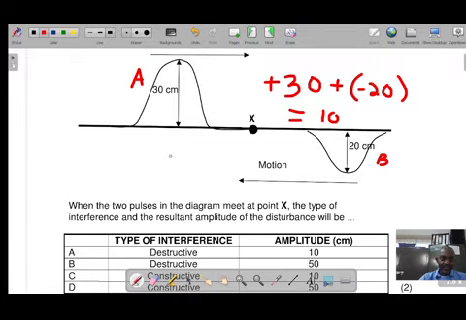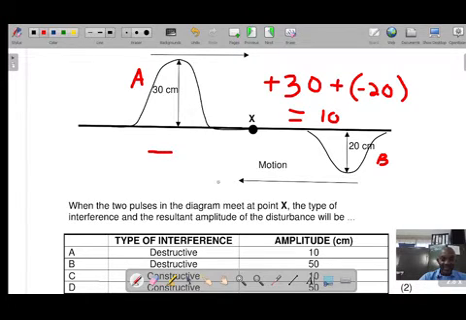Maybe somebody can ask, what if these amplitudes were equal in magnitude? Now, if this one here was, let me say, 20, and here another 20. So positive 20 plus negative 20 gives us what? 0. So it means that our amplitude will just be 0, and then the resultant pulse will just be a horizontal line.